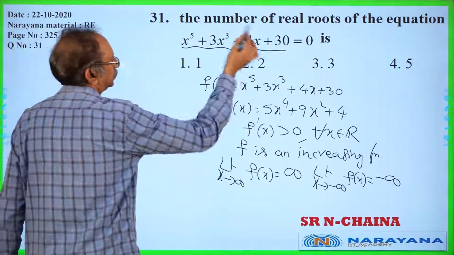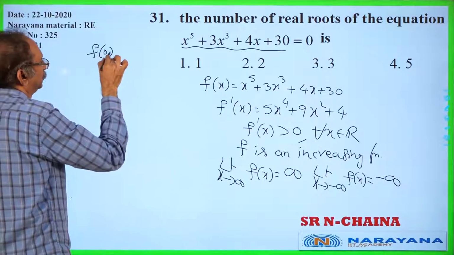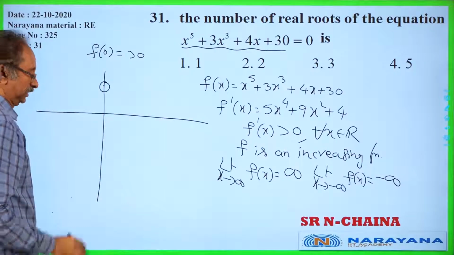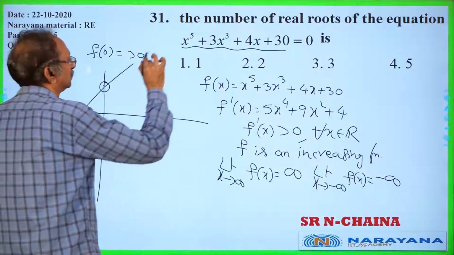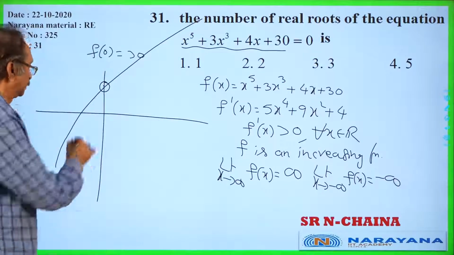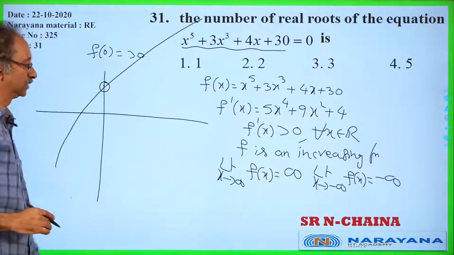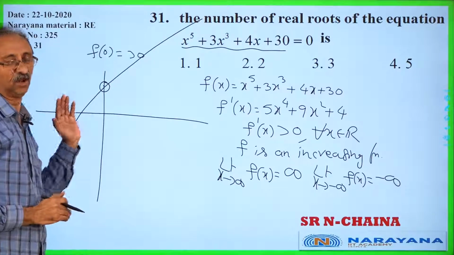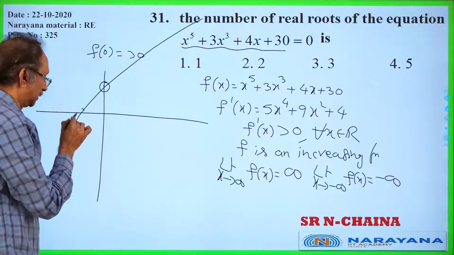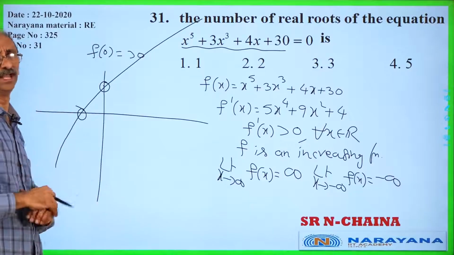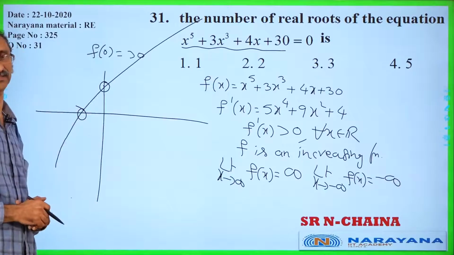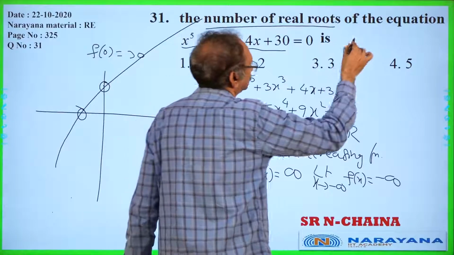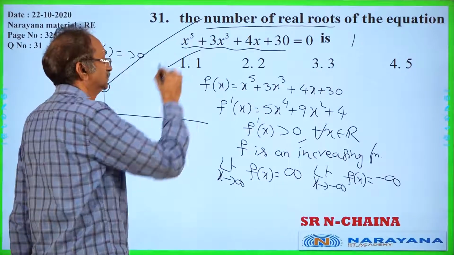Suppose, what is f of 0? 30. f of 0 is 30. So, what will be the graph? At 0 you will have 30. So, the graph must be increasing, which means it always goes like this. It won't come back, it will go like this because the function is strictly increasing. So, tell me how many times it crosses the x-axis? Only one time. So, I don't need that value also. How many times it crossed the x-axis? That is important. Only one time. So, the number of real roots of that equation is 1. Okay. So, this is the option.